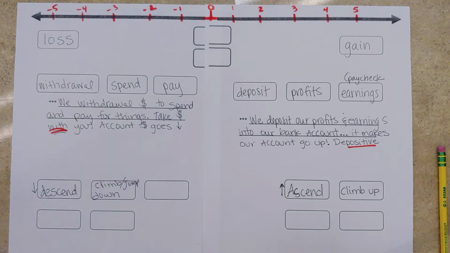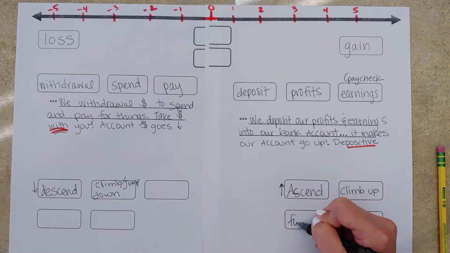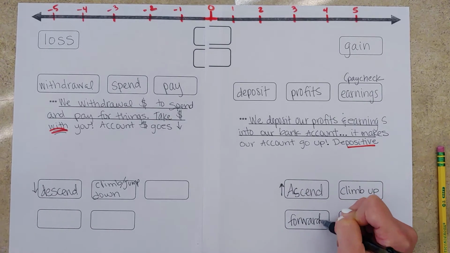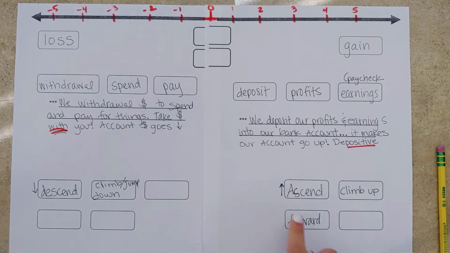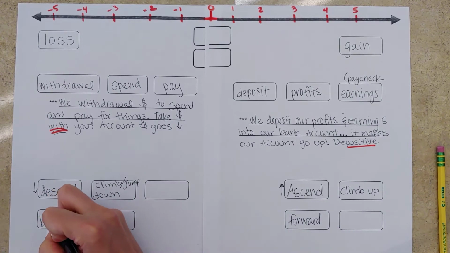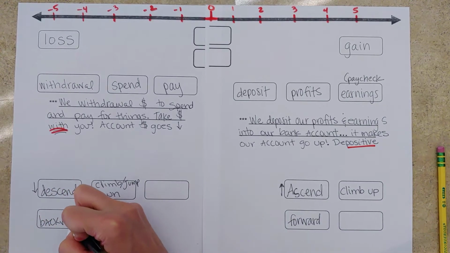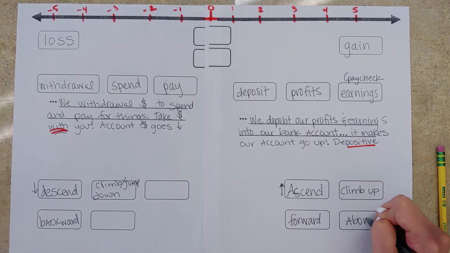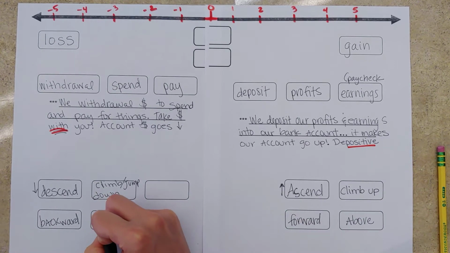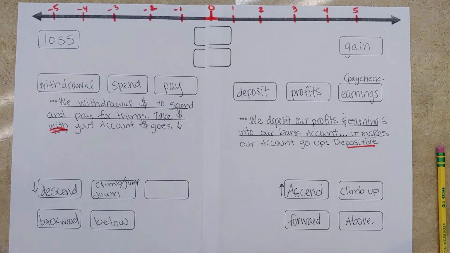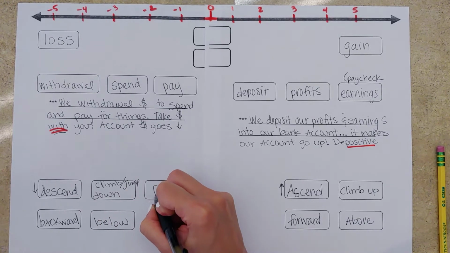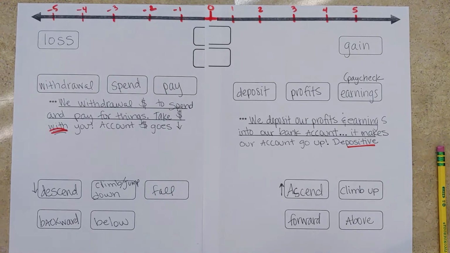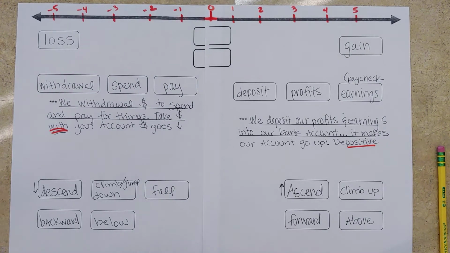All right, a few more words that we chatted about were going forward. What's the opposite of going forward? Going backward. And then above and below. And then the last one we added in here was fall. Like falling down a flight of stairs or something. Kind of silly, but you're going down.